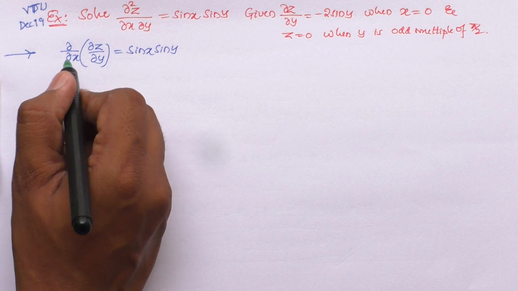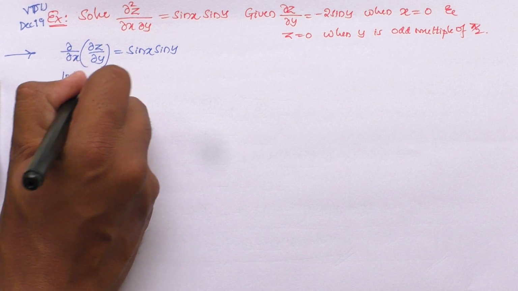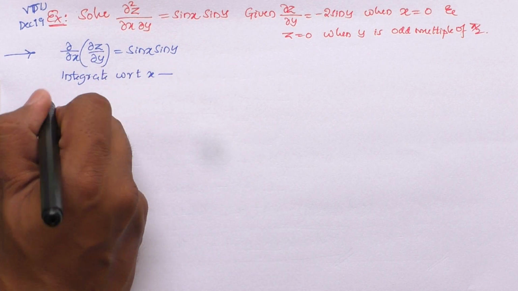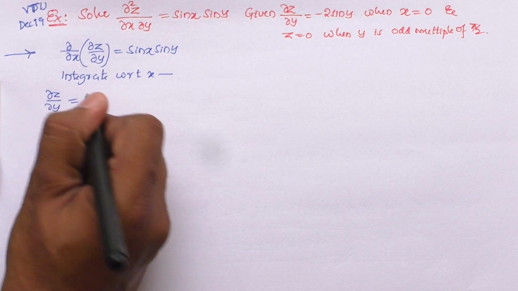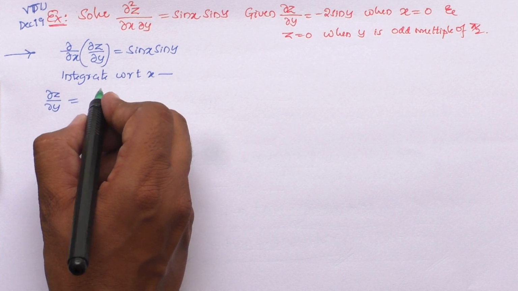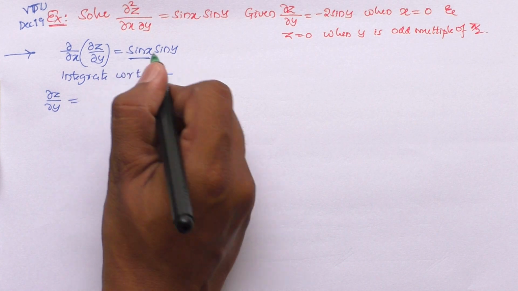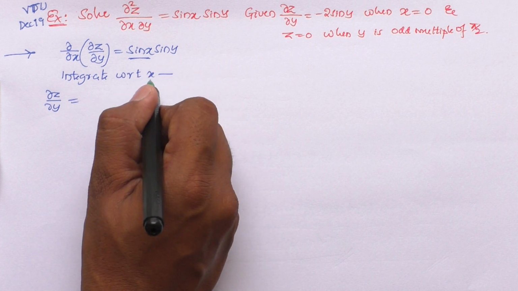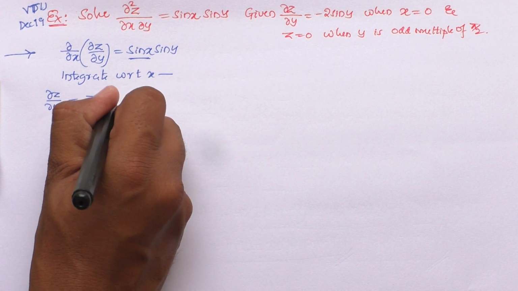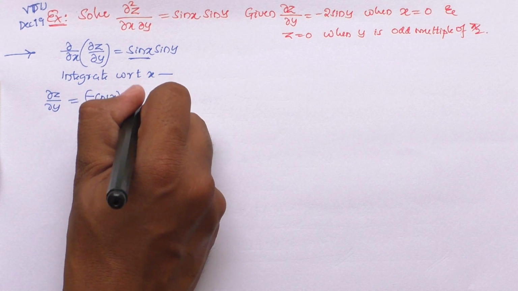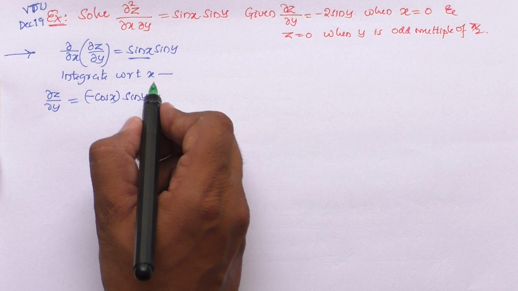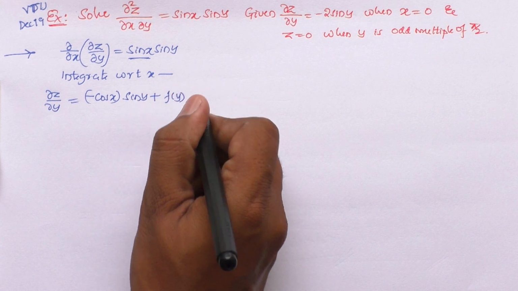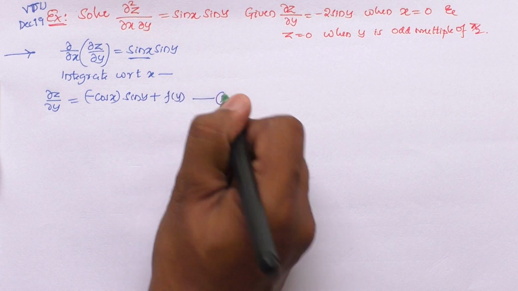To remove this operator, we go for direct integration, so integrate with respect to x. When you integrate, this will be removed. So del z by del y equals the integration of sin x, where sin y is constant, being the other variable term. The integration of sin x is minus cos x into sin y plus a constant term. Integration with respect to x means y is treated as constant, so the y term, f of y, is the constant. Take this as equation number 1.